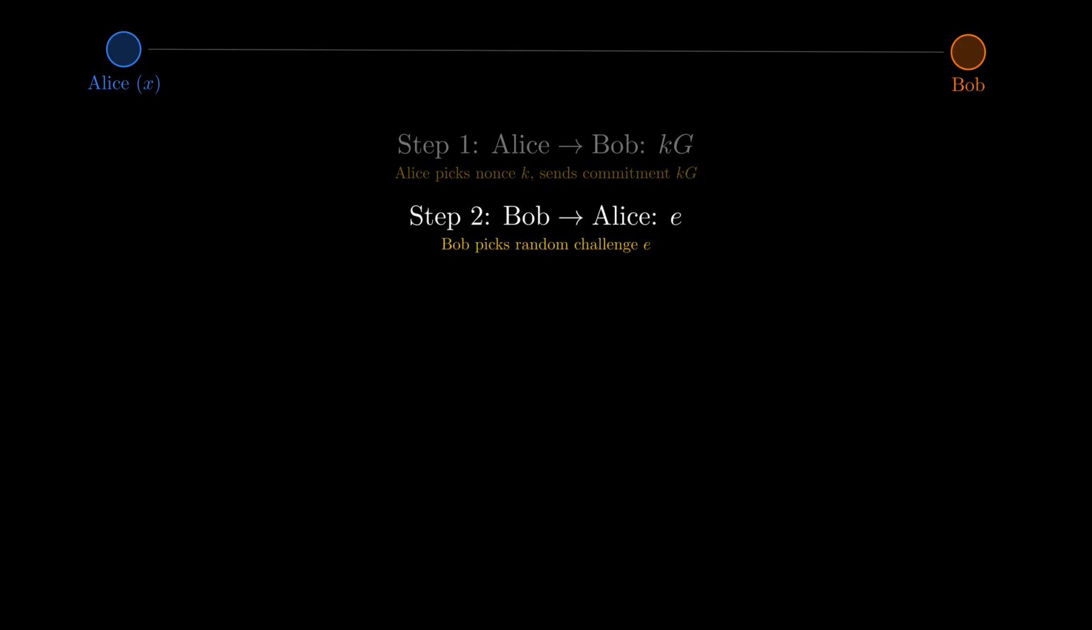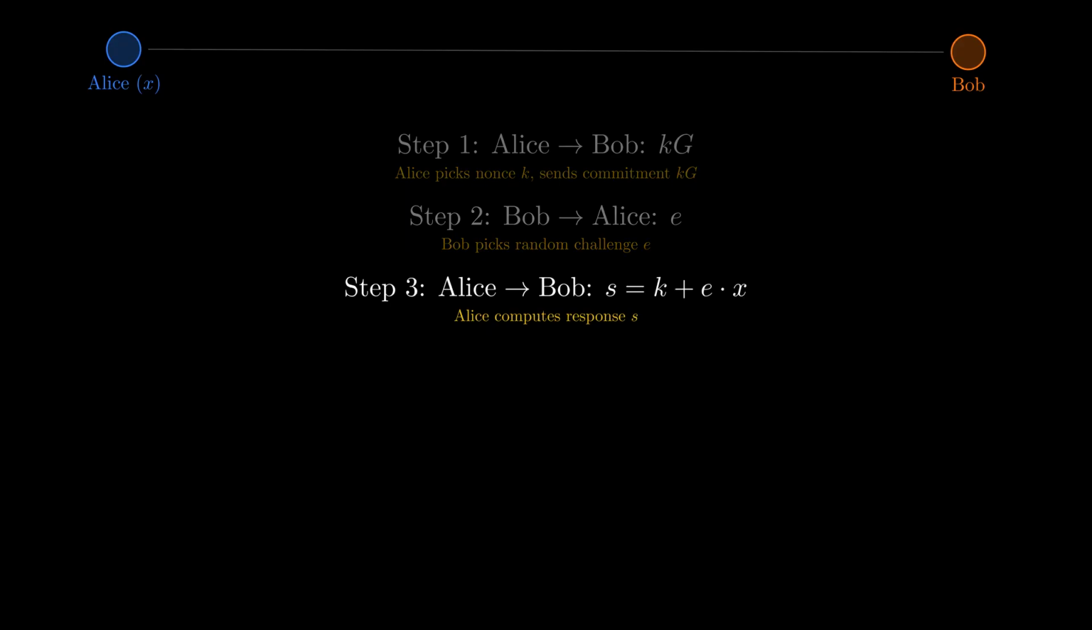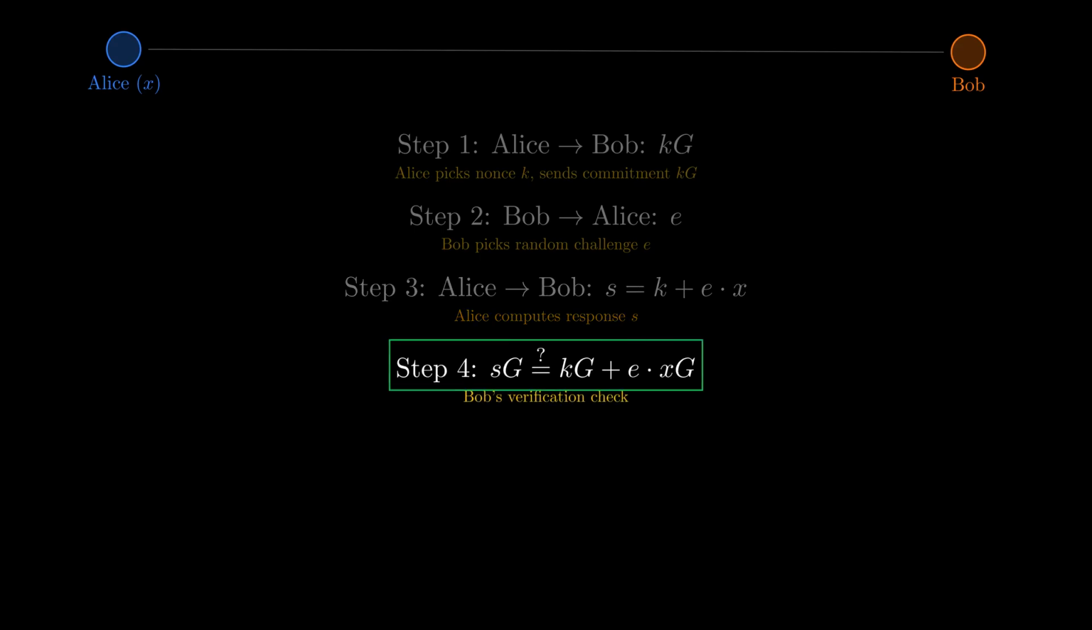Schnorr's identity protocol works in 4 steps. Step 1. Alice picks a random nonce k, a single-use secret scalar, and sends the commitment kg to Bob. Step 2. Bob picks a random challenge e and sends it back. Step 3. Alice computes the response s equals k plus e times x and sends s to Bob. Step 4. Bob verifies that sg equals kg plus e times xg.